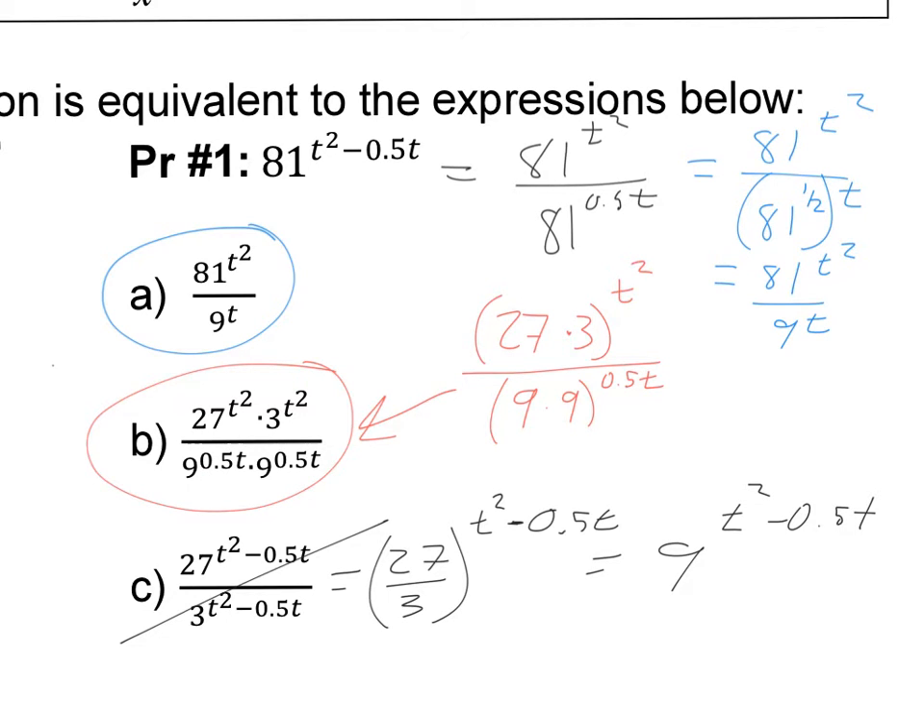For this one, it didn't look like it matched, so I saw that these have the same exponent, so I wrote it as the same exponent, and then I thought, well, 27 divided by 3 is 9, so this is really equal to 9 to the t squared minus 0.5t. Well, they have the same exponents, but 81 and 9 definitely don't match, so we now know for certain that this one does not work, so I cross it all off.